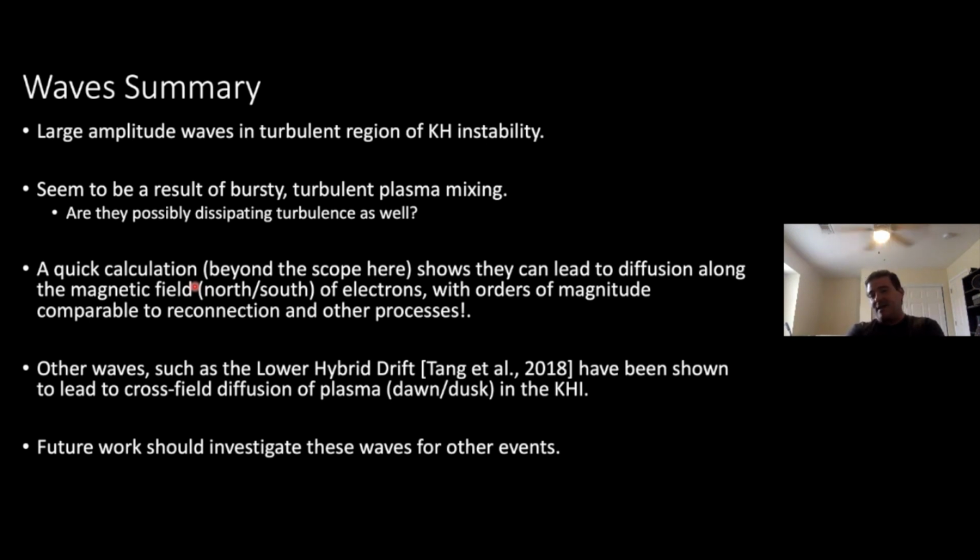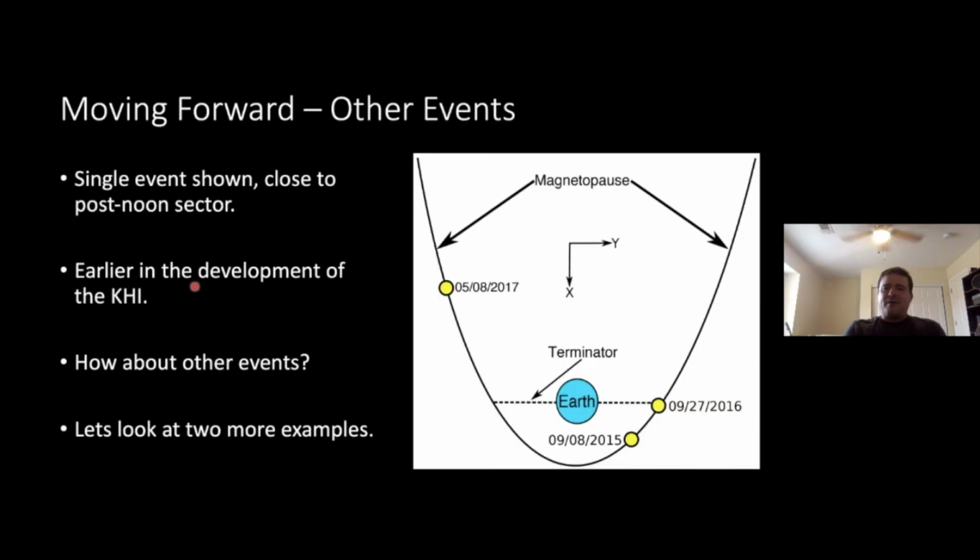So this is another mechanism where you can get diffusion of plasma up out of the equatorial plane from the solar wind into the magnetosphere. There are other waves that have been shown to also lead to this diffusion, and so future work should be looking at these waves for other events. So what about other events?